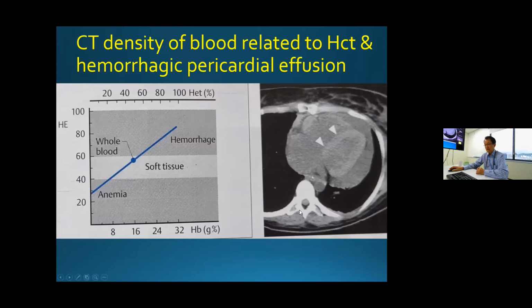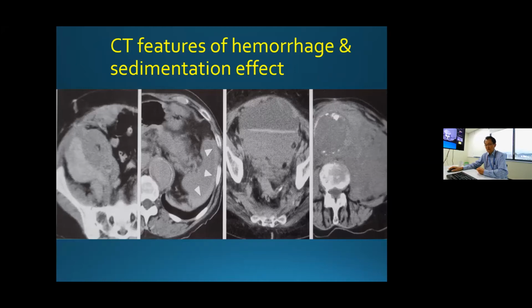CT density is also related to blood, red cell, or hematocrit conditions. As you see on this slide, the anemic conditions of a patient generally make a lower Hounsfield unit. There is also some sedimentation of hemoglobin, which can be shown on this slide. You can see the line here. So with a certain hemorrhagic rim of the spleen, and calcium, looking at all these things, you have to think about hemorrhagic conditions on non-contrast CT. When you see high density, that's either calcium or certain acute hemorrhage.